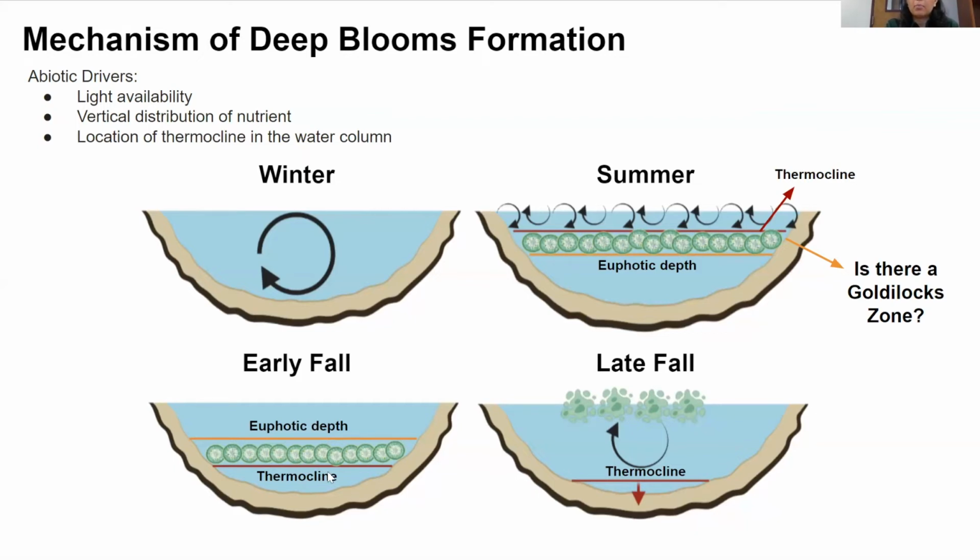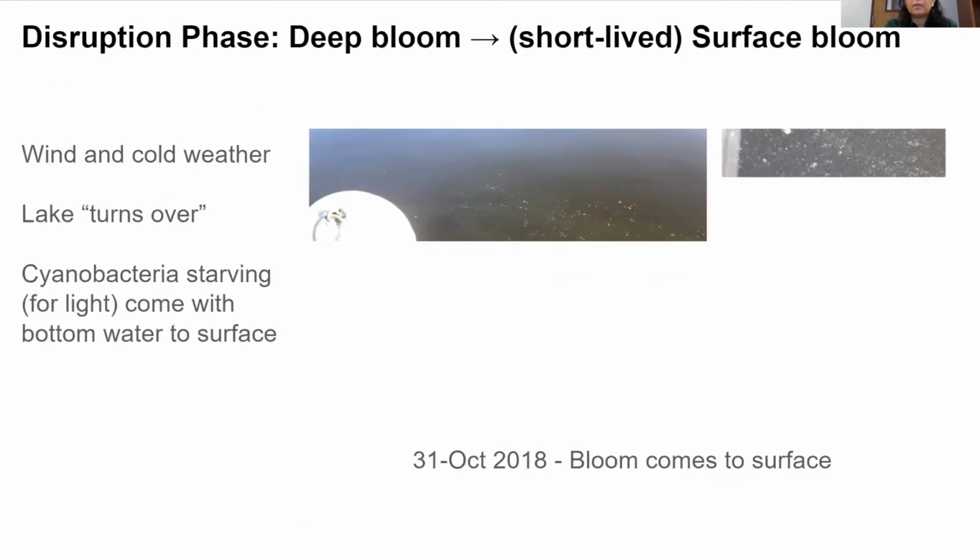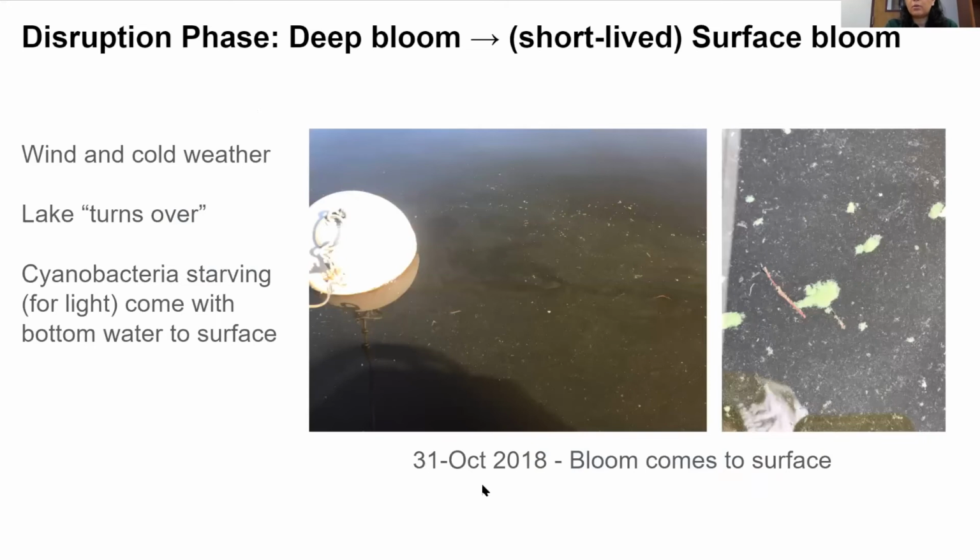the thermocline. But in the late fall, the temperature is getting really cold. We have this turnover in the lake and it's a windy condition, and they are starving for the light. So they come to the surface and they collapse, and we can see the scums of the cyanobacteria on top of the lake. I'm going to show you the picture that we took in 2018 when the blooms came to the surface, and you can see that these are the dead bodies of the cyanobacteria at the Cross.